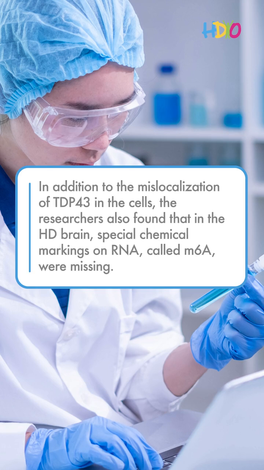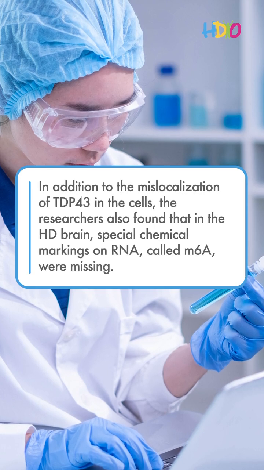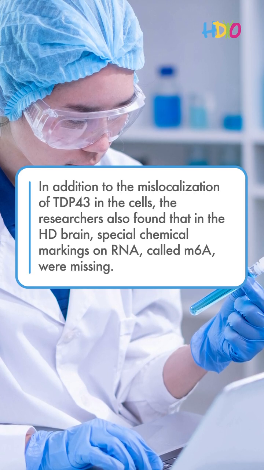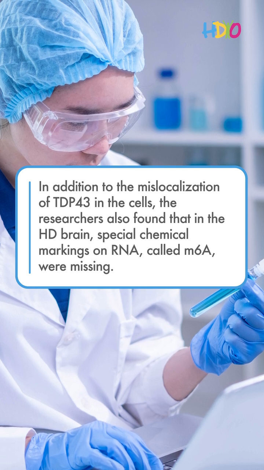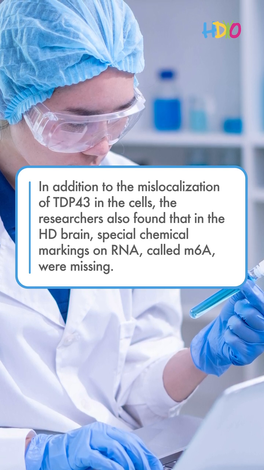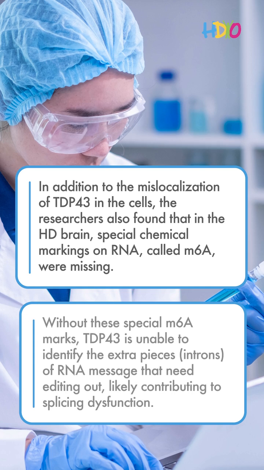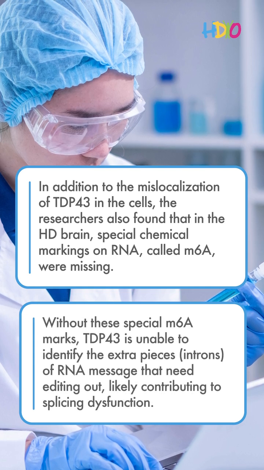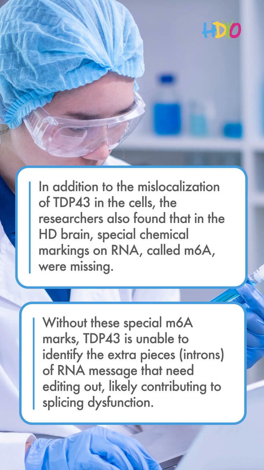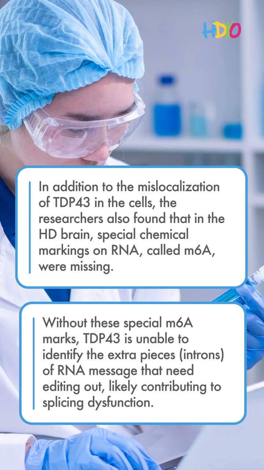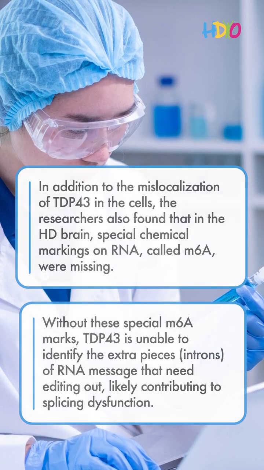In addition to the mislocalization of TDP43 in the cells, the researchers also found that in the HD brain, special chemical markings on RNA, called M6A, were missing. Without these special M6A marks, TDP43 is unable to identify the extra pieces of RNA message that need editing out, likely contributing to splicing dysfunction.